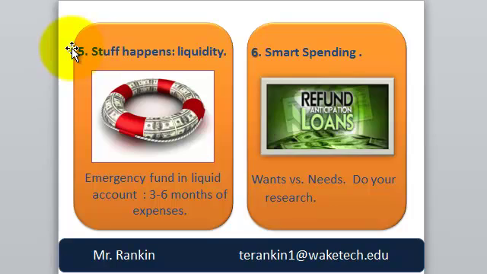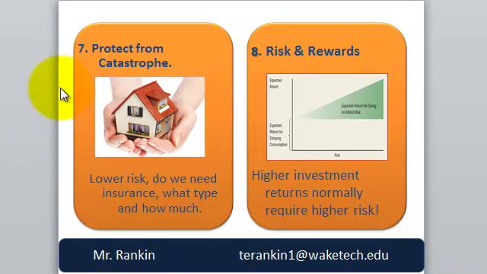Point number 5, stuff happens, unexpected things. Make sure you have some sort of liquid assets, an emergency fund. Most people would recommend 3 to 6 months of expenses. Number 6, be smart in your spending. Understand the difference between wants and needs, and do your research. Tax refund anticipation loans are up here because if you do the math, those charge close to 100% in interest. Number 7, protect yourself from catastrophe. Lower your risk. Evaluate whether you need insurance, and we'll help you with that. What type, how much.